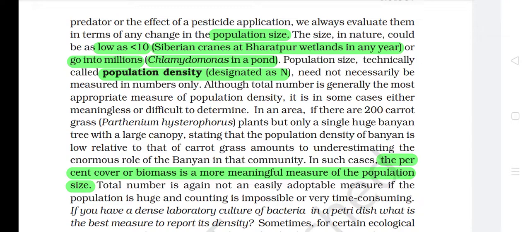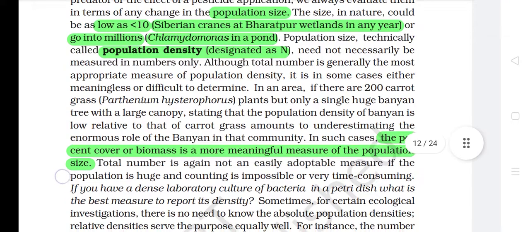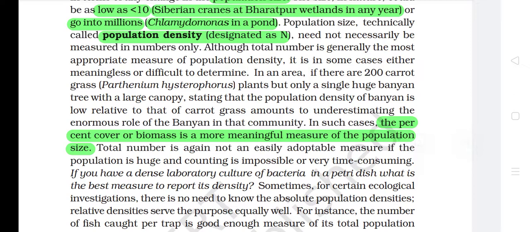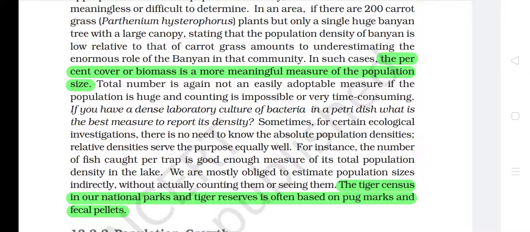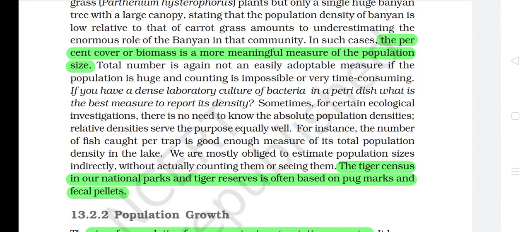Population size, technically called population density, designated as N, need not necessarily be measured in numbers only. Although total number is generally the most appropriate measure of population density, it is in some cases either meaningless or difficult to determine. In an area, if there are 200 carrot grass, Parthenium, Hydrilla plants, but only a single huge banyan tree with a large canopy, stating that the population density of banyan is low relative to that of carrot grass amounts to underestimating the enormous role of the banyan in that community. In such cases, the percent cover or biomass is a more meaningful measure of the population size.